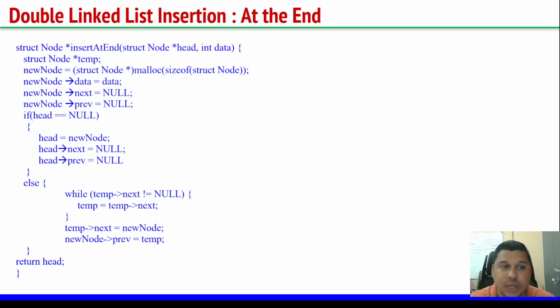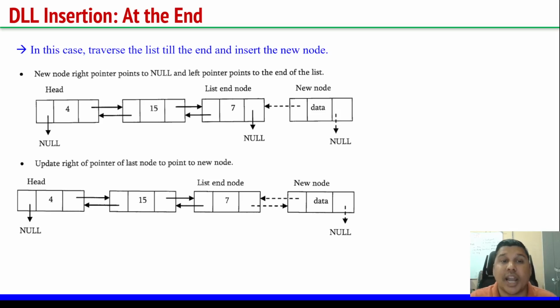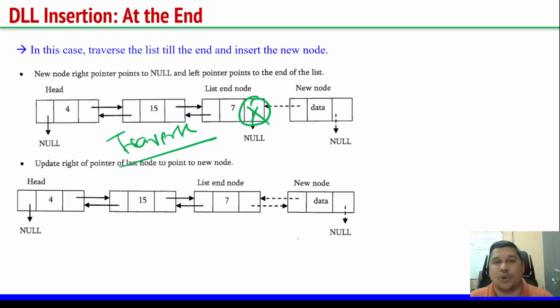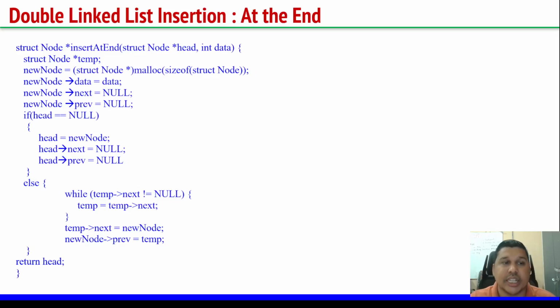Let us see the code snippet and try to understand what we are trying to do here. The important point here is you have to traverse the list. How long should I traverse? Until I reach the last node of the list. How do I identify the last node of the list? The next part will be null for the last node. Till then you have to keep traversing. Okay, let us see the code. Try to understand the logic for inserting an element at the end.